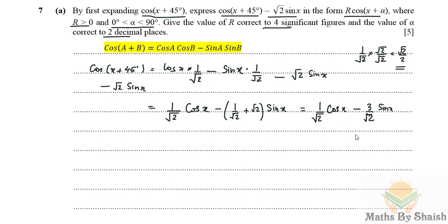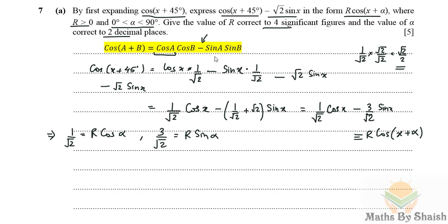So we want to write this as r cos(x + alpha). We can see it is negative, that's why it is cos; whenever you have cos(a + b) we get a negative sign here. So we are going to take this as r cos alpha and this as r sin alpha. So 1 over root 2 would be r cos alpha and 3 over root 2 as r sin alpha, so that we can compare these two to get cos(x + alpha). For that we require a first constant as cos alpha, and then another constant as sin alpha.